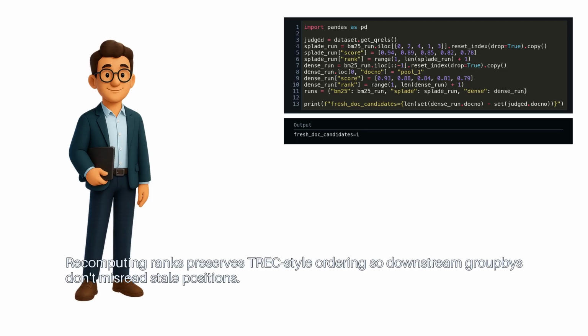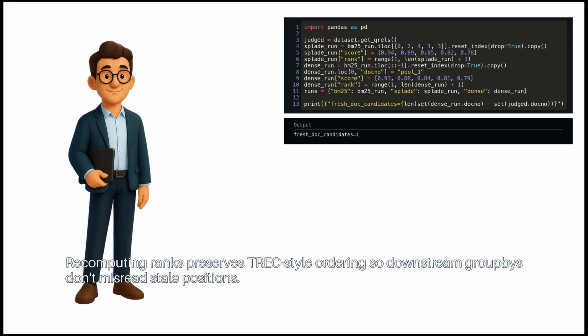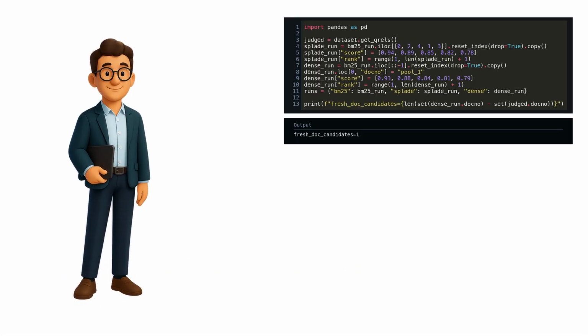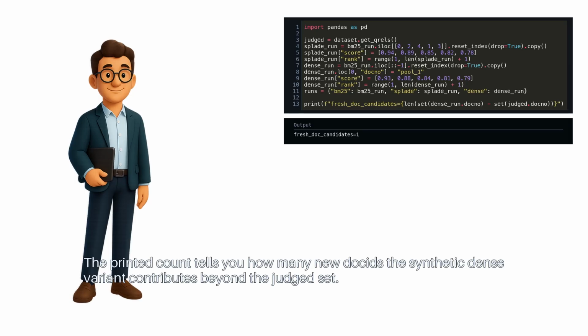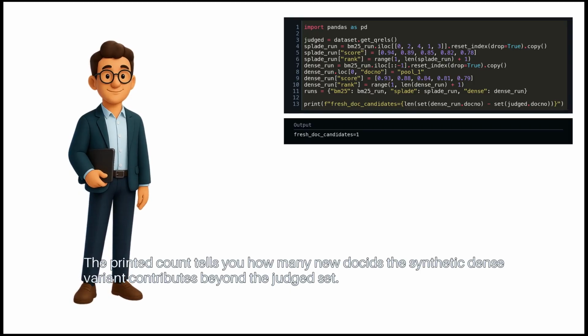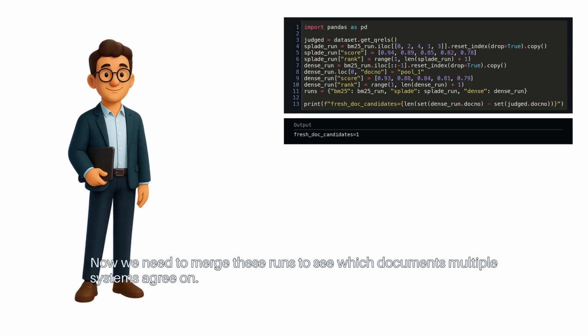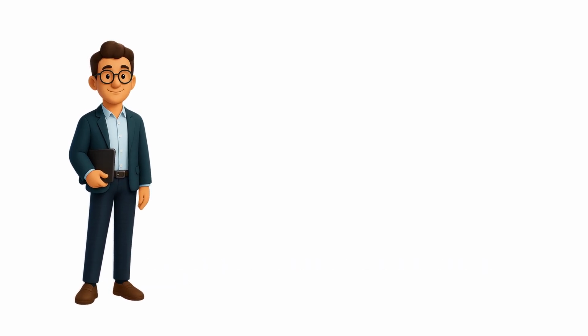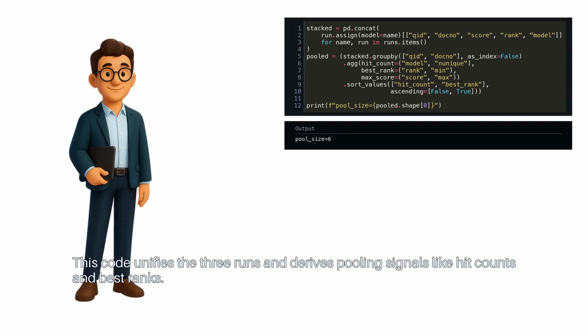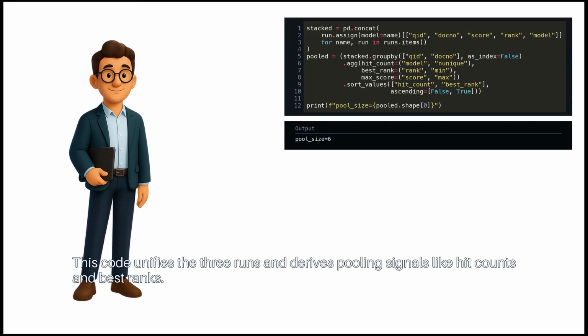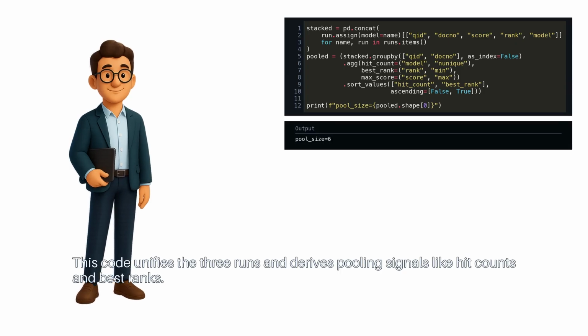Recomputing ranks preserves TREC-style ordering, so downstream group bys don't misread stale positions. The printed count tells you how many new documents the synthetic dense variant contributes beyond the judged set. Now we need to merge these runs to see which documents multiple systems agree on. This code unifies the 3 runs and derives pooling signals like hit counts and best ranks.